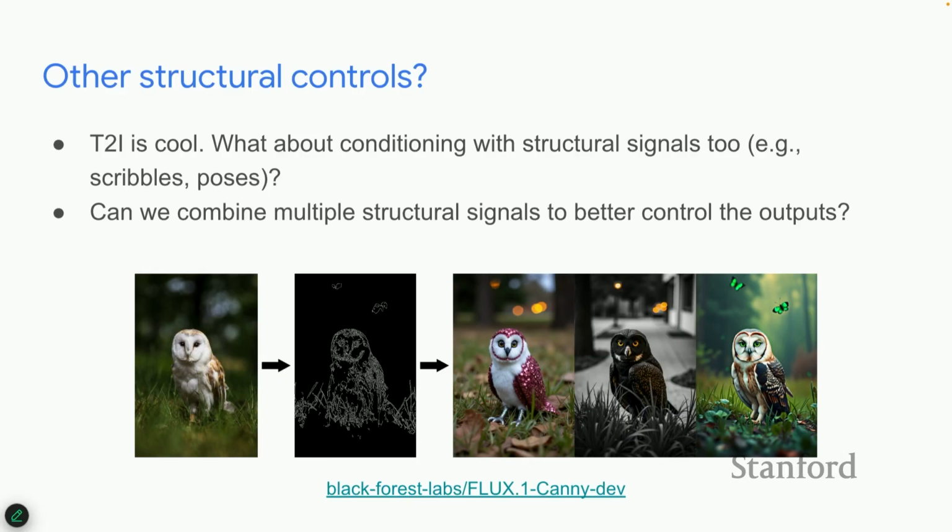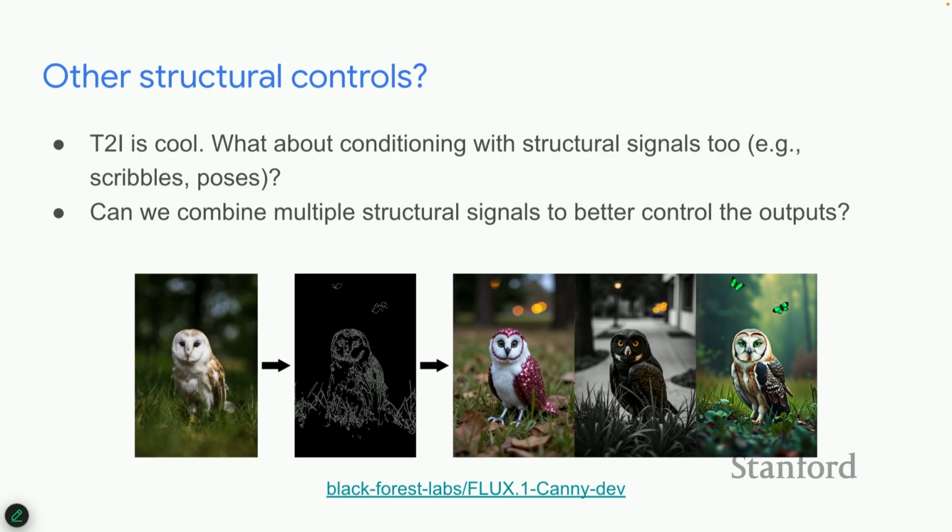Now, one burning question you must be having at this point in time is: text to image is liberating, but how do I inject more control, more sources of control? Like if I were to do more structural inputs to my text to image model, how do I do that? Maybe I want the model to follow a particular pose. Maybe I want the model to follow a particular segmentation map and so on. And how do I do that? And can I combine multiple structural signals at the same time?